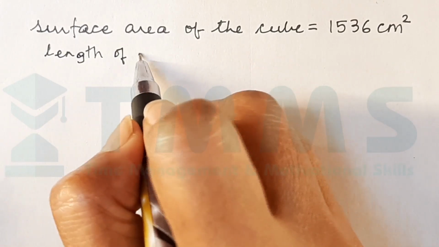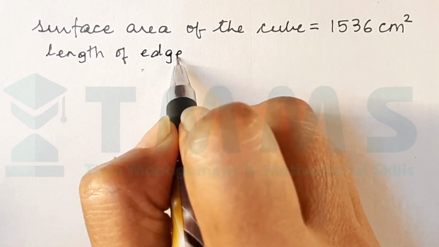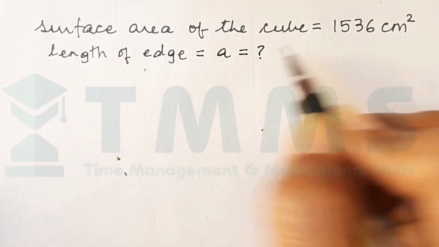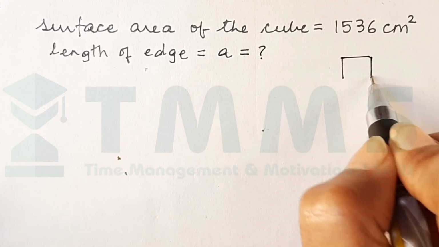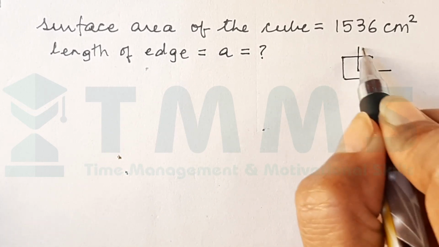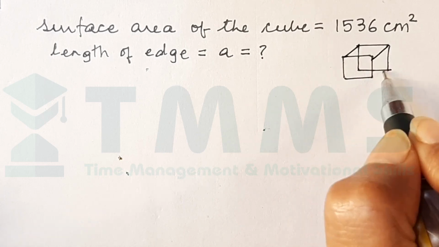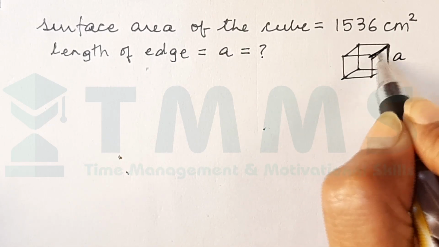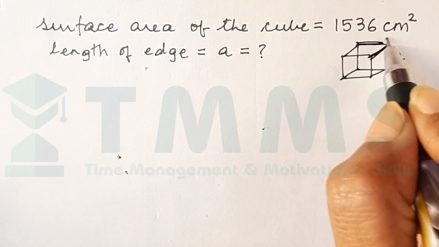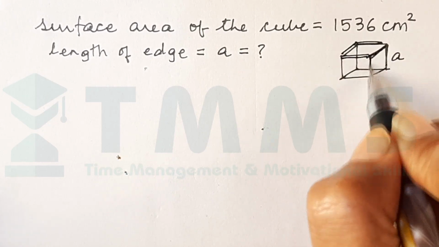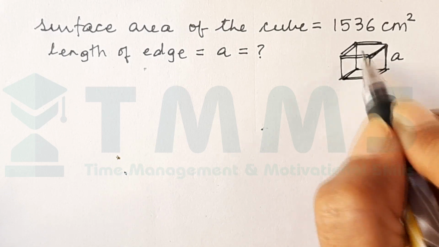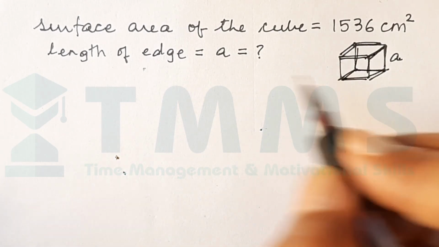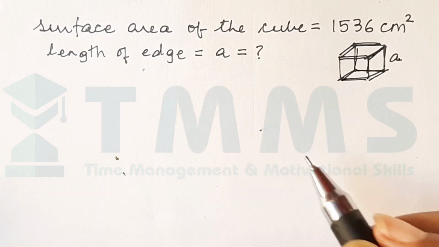Now length of the edge, which is A, and that is equal to how much? So draw a simple diagram of a cube and this becomes the edge. This is A, which is the edge here. This is the edge here. Can you see? These are all edges. Now each one of the edges, that becomes the side of the cube, which is A equal to question mark.